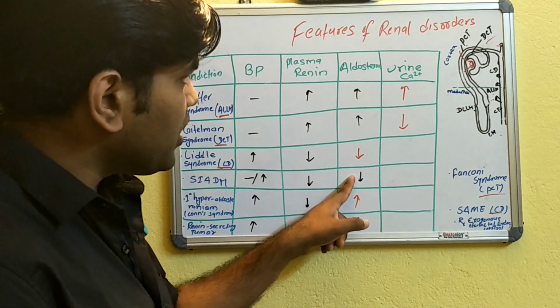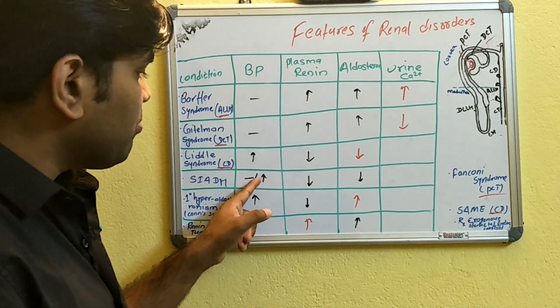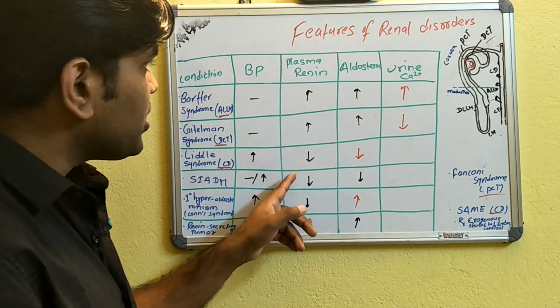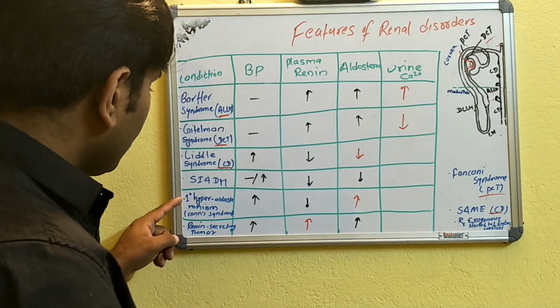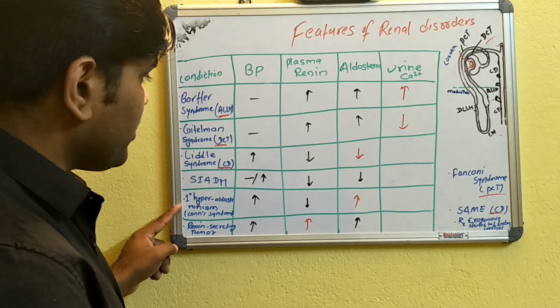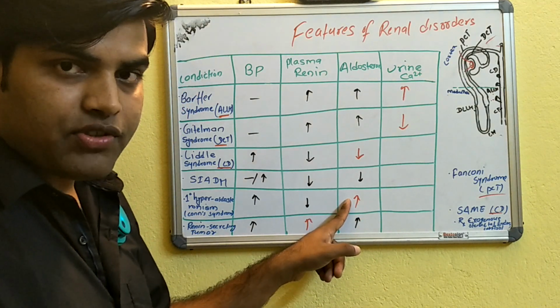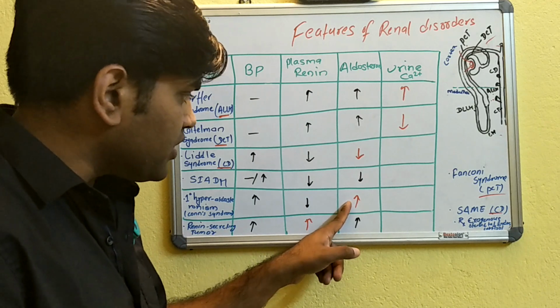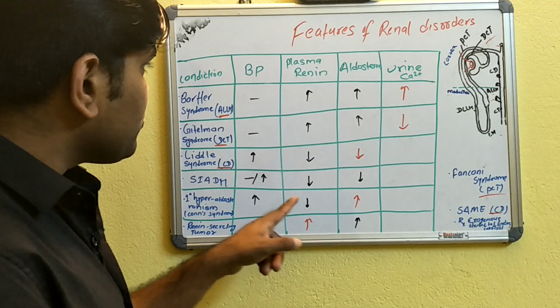There is no relation with the aldosterone, and nothing is related with the calcium. So there might be a BP normal or increase, but it doesn't affect your renin or aldosterone mechanism. When you talked about primary hyperaldosteronism, aldosterone is increased. Since aldosterone is increased, then what will happen? It will reabsorb more sodium.